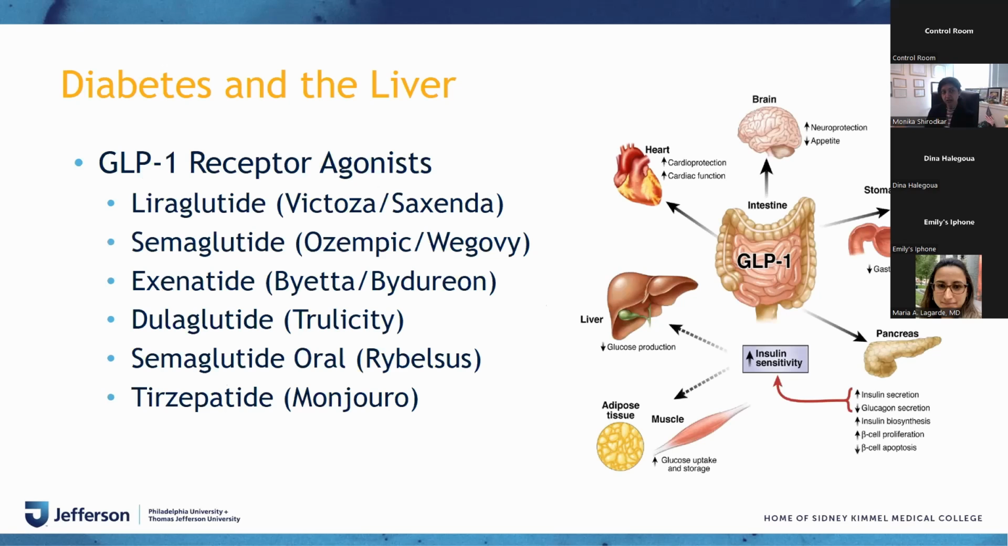And the other medication I want to talk about are the GLP-1 receptor agonists. These are sort of the newer agents over the past 10 years. I'm sure many of you have heard of them. There are several different companies that make them. They are all injectables, except for the last one, the semaglutide, which is oral Rybelsus. And you can see they work on many different organ systems when we're trying to treat diabetes. So they work on the liver specifically to help decrease glucose production. They're gut hormones, so they slow down your digestion to help you lose weight. They also work to just improve insulin sensitivity. And they're a great class of drugs.